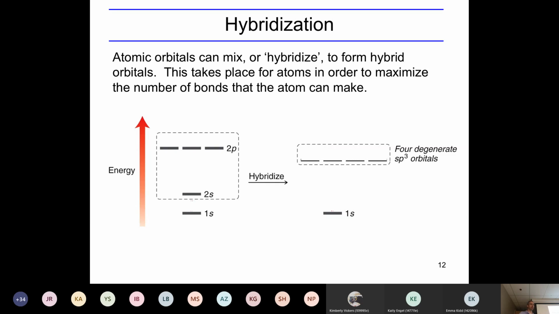Does anyone know what degenerate means? What would you say if your friend called you a degenerate? Yeah, stupid or not fully developed, I don't know. That's not what it means here in chemistry at all. Degenerate has a very different meaning. Degenerate in chemistry means equal in energy. So when we say that these 4 orbitals are degenerate, we just say they're at the exact same energy as each other.